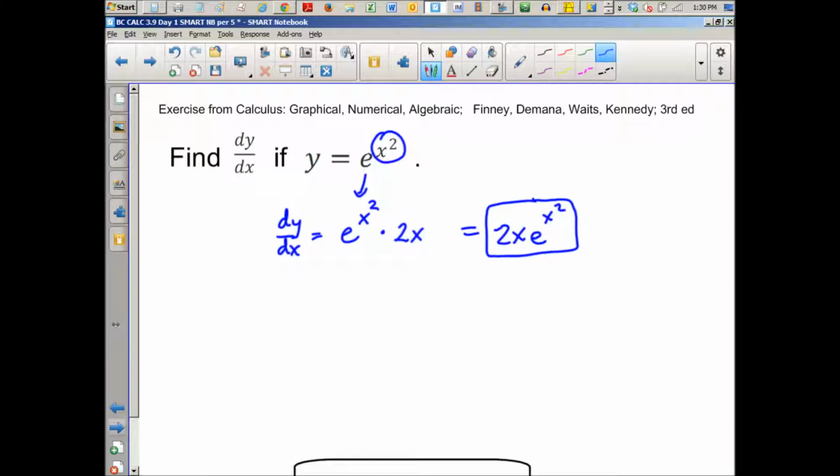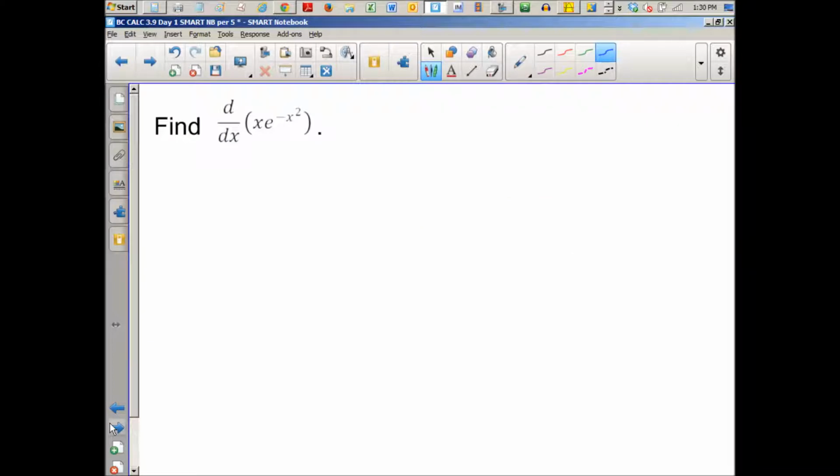Who has the TI 89? Have you tried the derivative of e to the x squared on there? It should write it the way I just circled it, I think. So I just chose a ton of variety on this, okay? So let's keep moving.